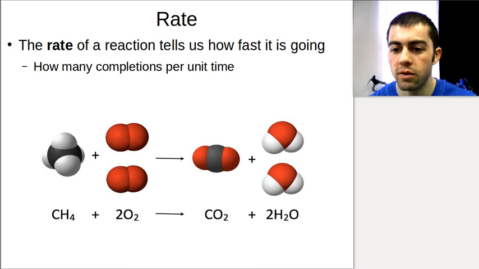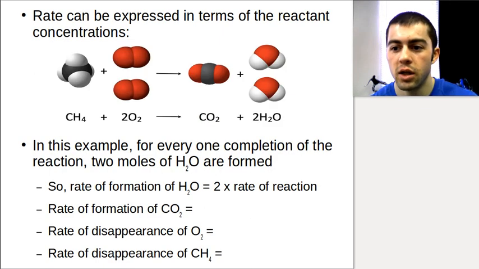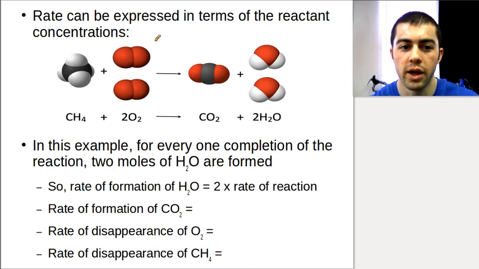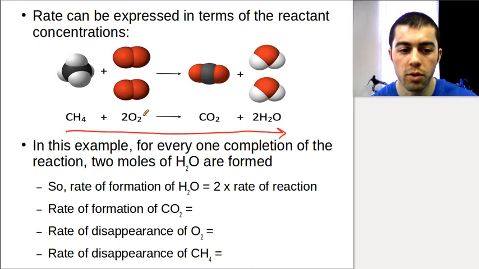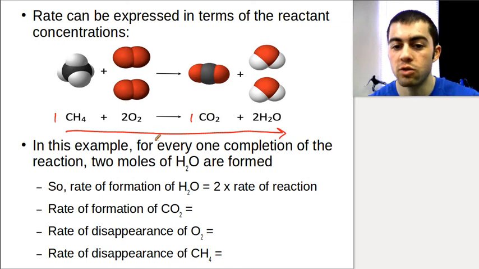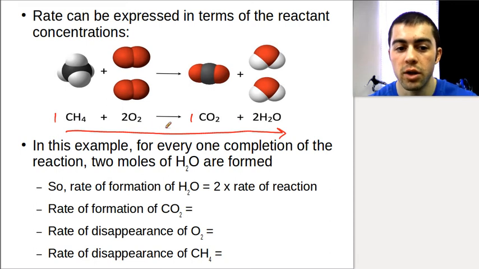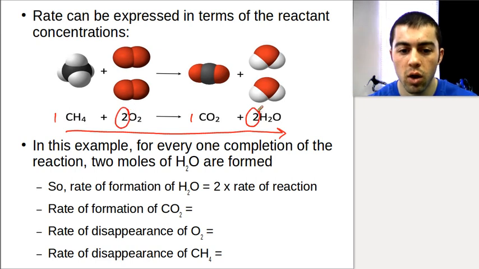In terms of collision theory, this matters because the rate can be expressed in terms of the reactant concentrations. So we have the same equation here. Every time we do one completion of this reaction, where we react one of these with two of these to make one of these and two of these, the rate of the concentrations of individual reactants is not going to be the same as the rate of the overall reaction, because every time we complete this reaction we're using up two oxygen molecules and making two water molecules.